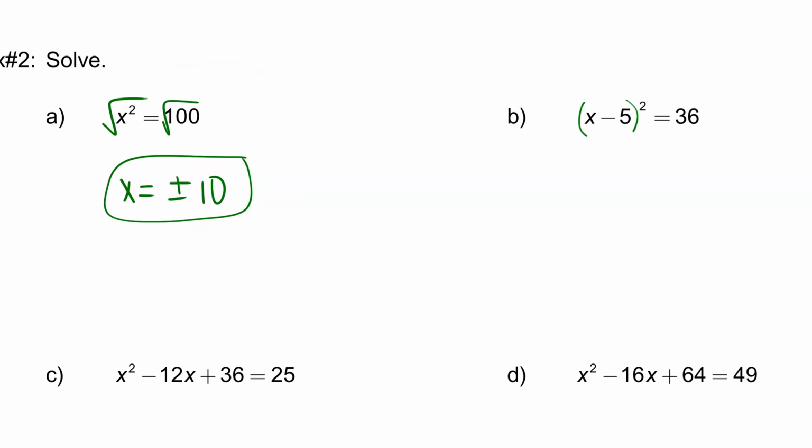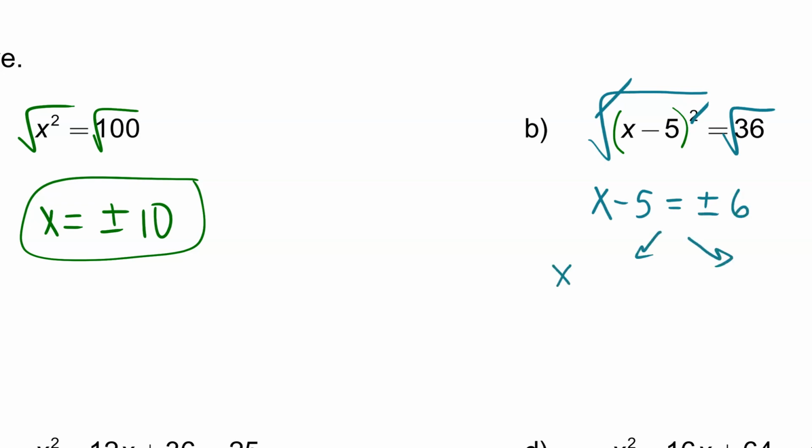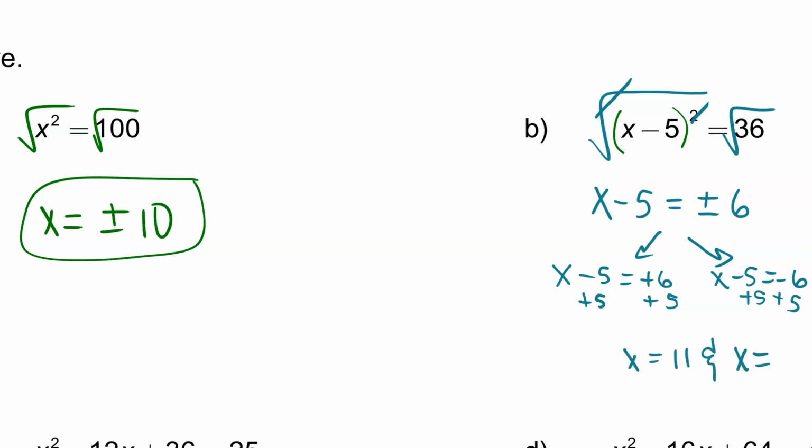So for this next one, first we must square root both sides. We square root to get rid of the square, and when we introduce the square root, I have to do the plus or minus. So I have x minus 5 equals plus or minus 6, meaning I'll have two solutions. I'll have x minus 5 equals positive 6, and I'll have x minus 5 equals negative 6. So you see our two solutions would be x equals 11 and x equals negative 1.